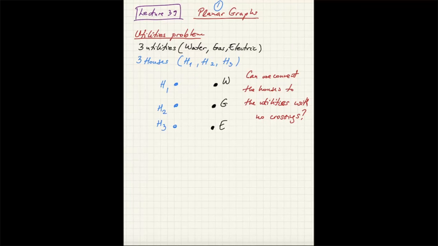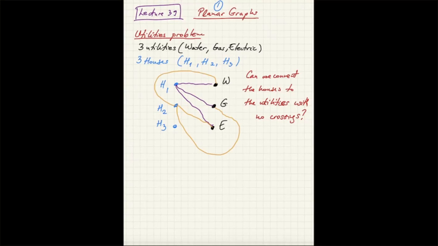If we look at house one, we can connect it to each of the utilities by these segments or curves. So we have no problems. Then if we try house two, we can connect it to electricity like this. And if we want to connect it to gas, we can go around this way. Similarly, you can go around on the other side to connect it to water.